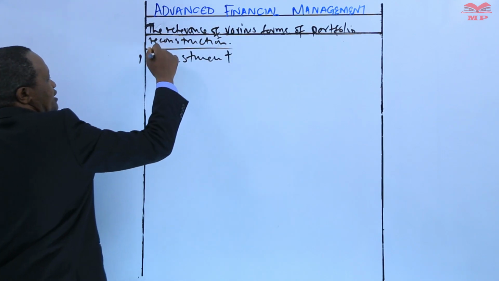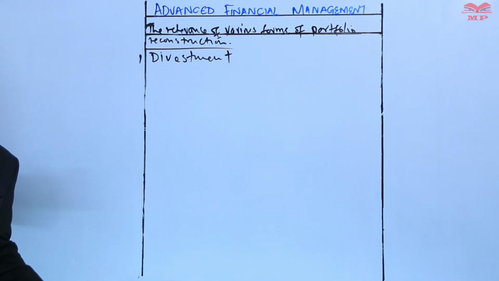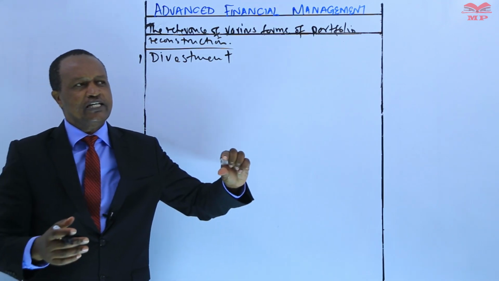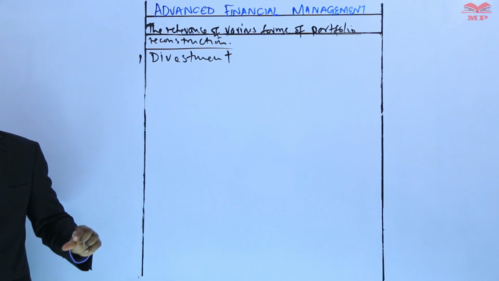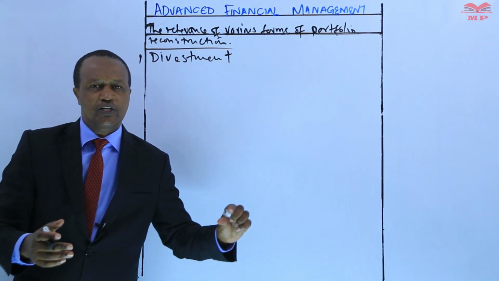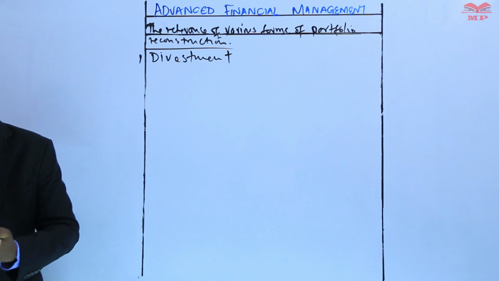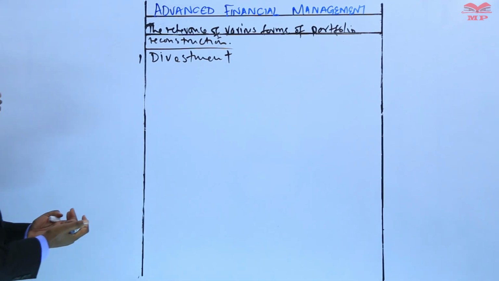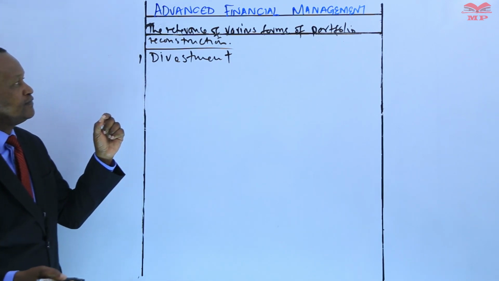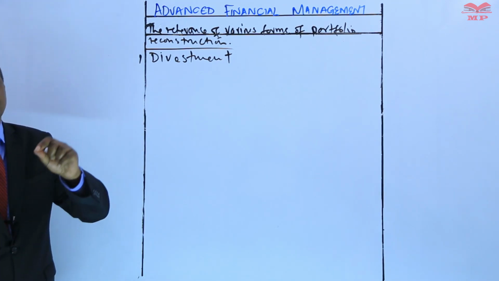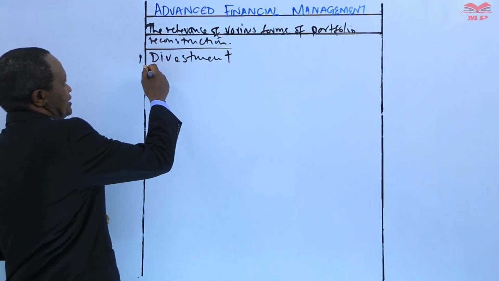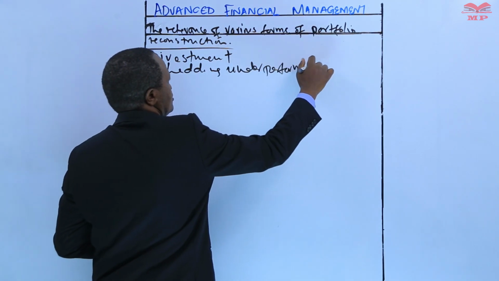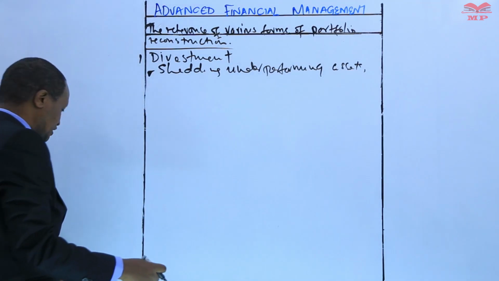divestment. What is the relevance of divestment? Now, divestment is ideal for shedding underperforming assets. It is ideal for refocusing on core competencies and raising capital quickly. So that's the relevance of divestment, shedding underperforming assets. That is one relevance.